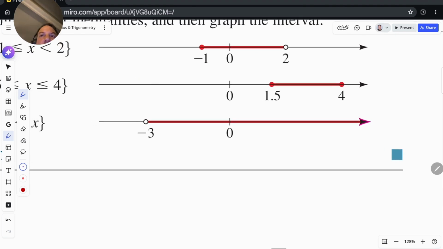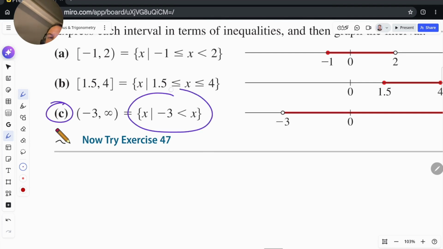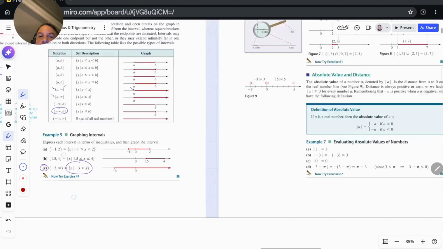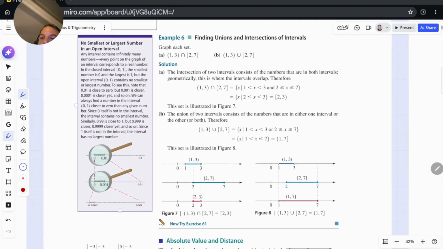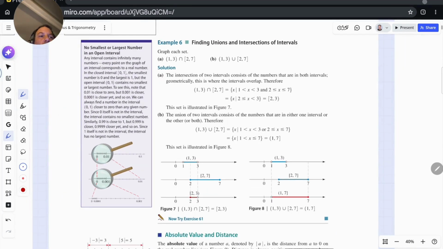All right, so open circle at -3, arrow pointing to the right, and let's take a look at our inequality. And we'll practice saying that the set of all x such that -3 is less than x. All right, let's go on to our next example, example number 6. Finding unions and intersections of intervals.